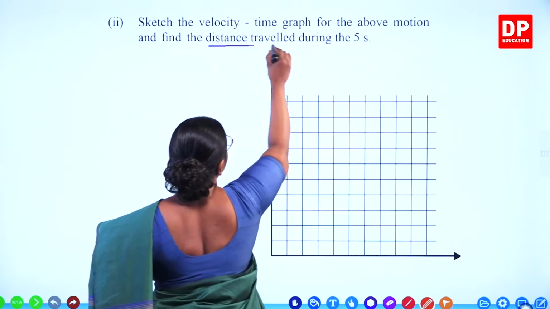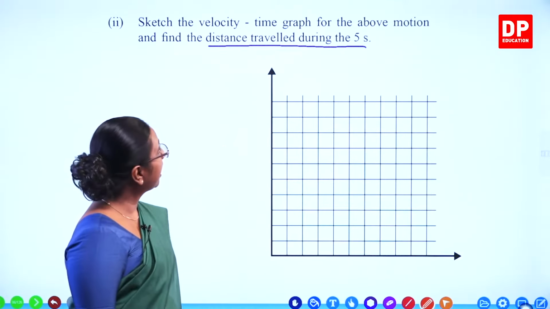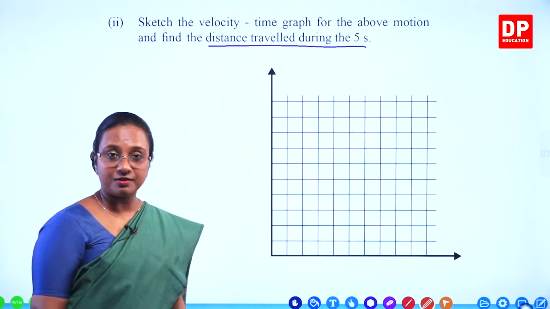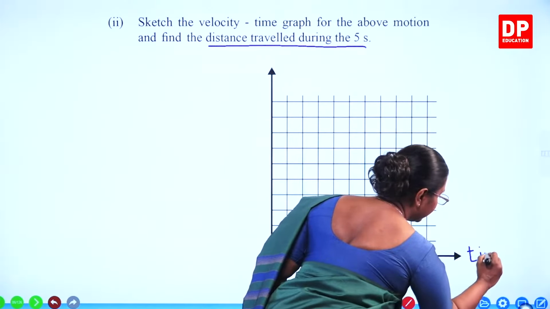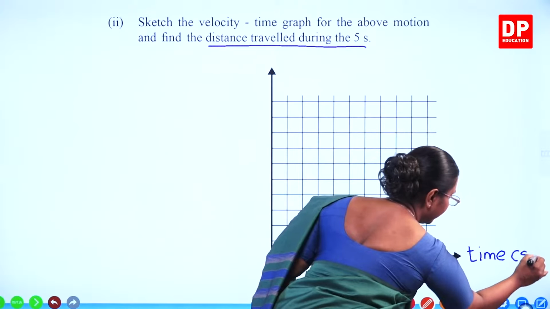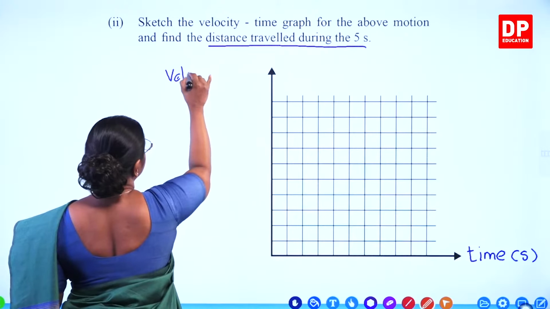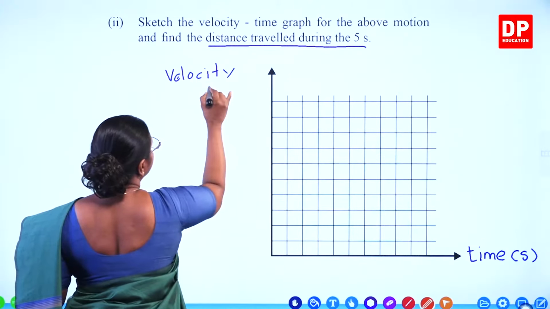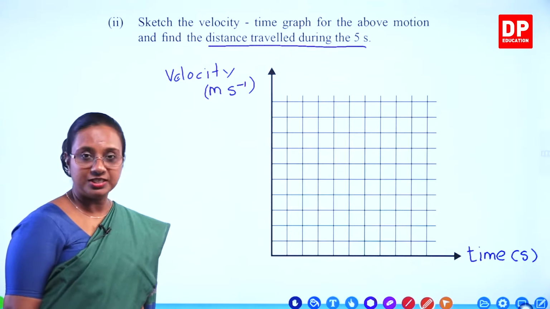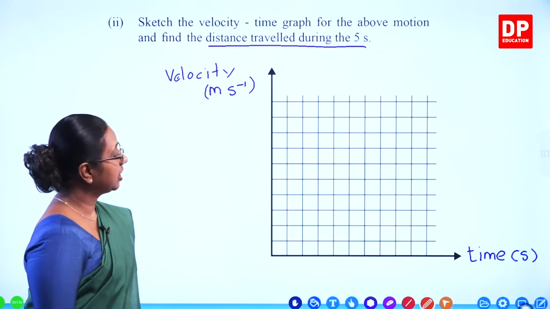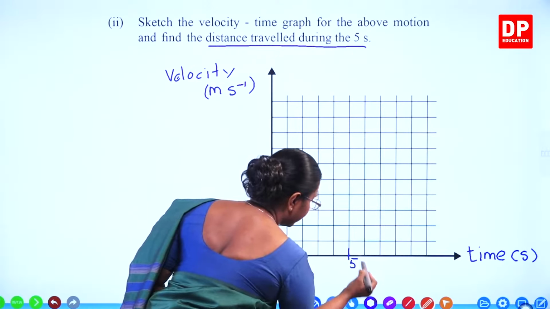So, we have to find the distance travelled during the 5 seconds. To do that, first we have to draw the velocity time graph. So, you know what has to go to the x-axis. It has to be time, and we have to put the unit seconds. And here we need to have velocity, that will be in meter per second. That is the unit of velocity. And you know the time duration, it is 5 seconds. So, let me mark 5 seconds here.